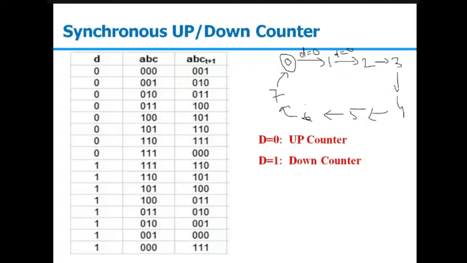And if talking about the down, so I will be saying 7 to 6, 6 to 5, 5 to 4, 4 to 3, 3 to 1, and then 1 to 0 and 0 to 7. This will be counting when D is equal to 1. So we will make a state diagram. So this is the state diagram.